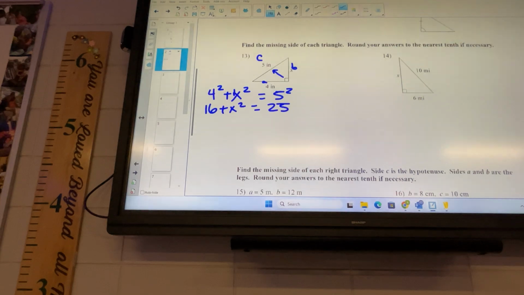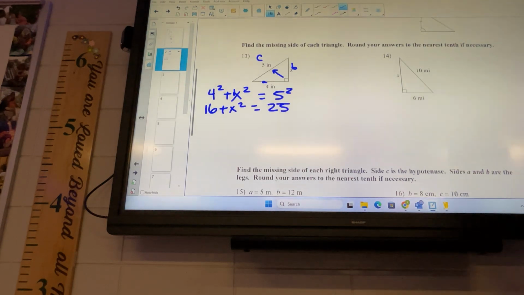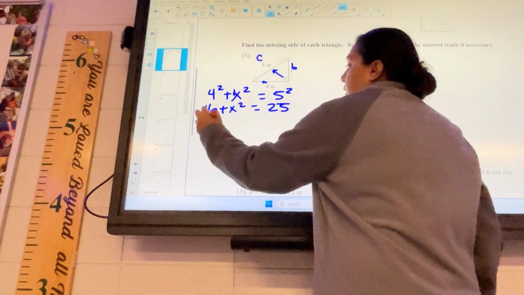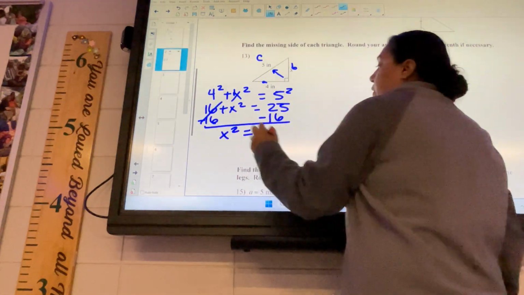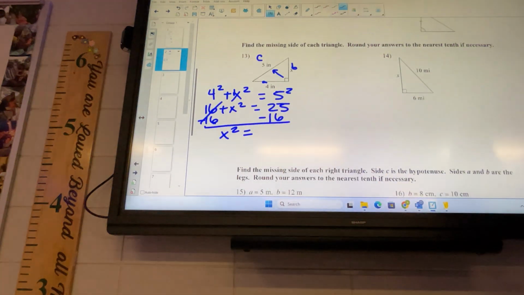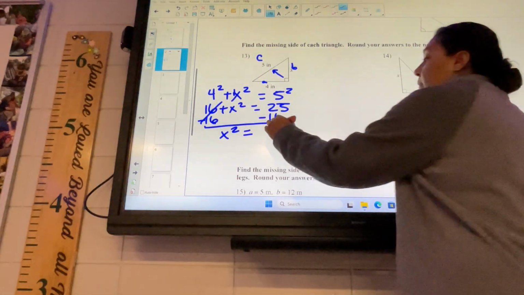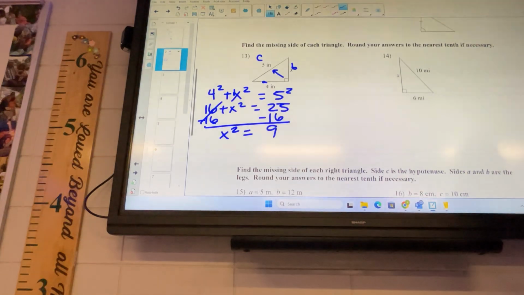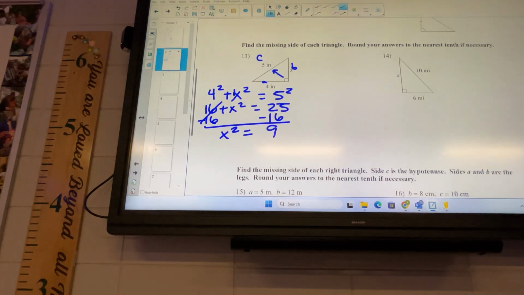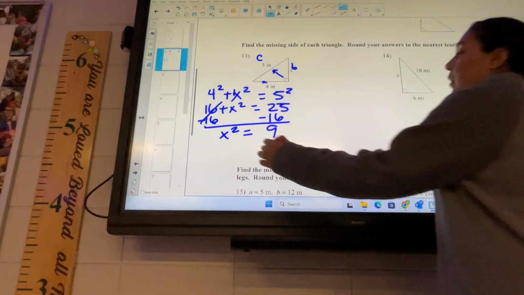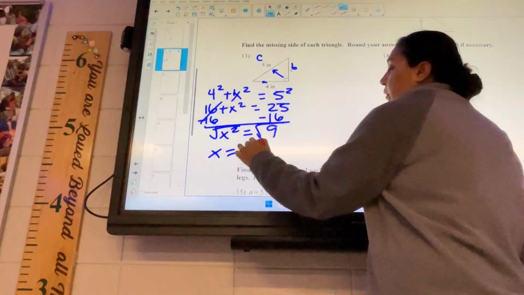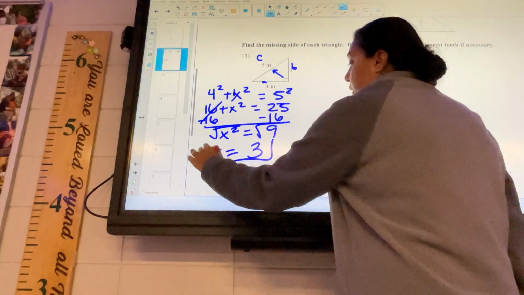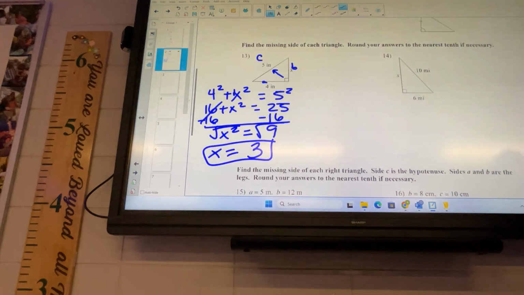Okay, who needs moved? The 16. Okay, and so we got x squared equals, what is 25 minus 16? 9. Okay, and then we square root both sides. So you'd say square root on both sides. Okay, so we get x equals 3. Square root of 9 is 3.